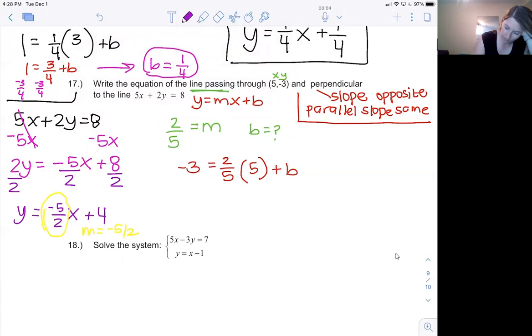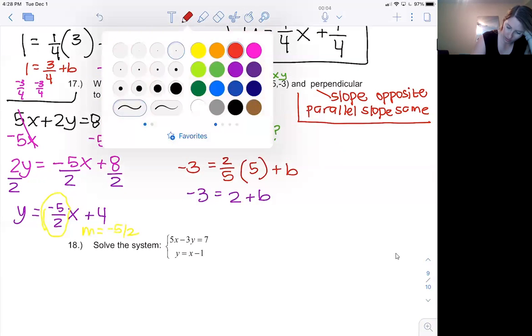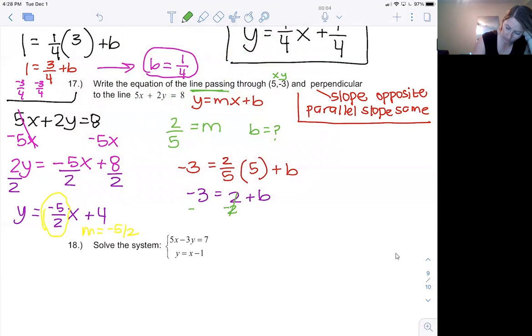So now do this in your calculator, but what I end up with is negative 3 equals 2/5 times 5, which is just 2, plus b. Now I'm going to subtract 2. So I have b equals negative 5. So now that I've done all that, I can just put it in my equation. So I have y equals m, which is 2/5, x plus b, which is negative 5, so minus 5. And that's my answer.